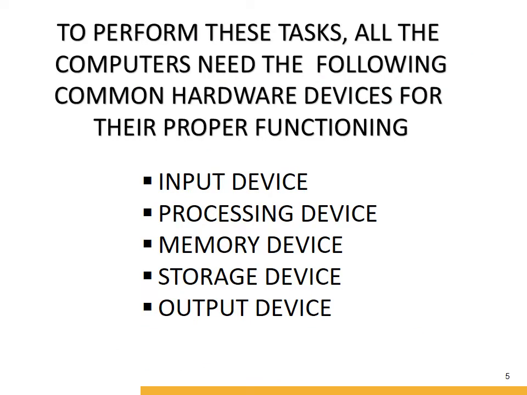Now, to perform this task, all the computers need the following common hardware devices for their proper functioning: input device, processing device, that is central processing unit, memory device, that is primary memory and secondary memory, storage device, that is hard disk, and then many other storage devices. Then the last one is output device.